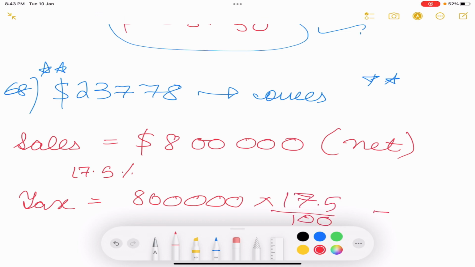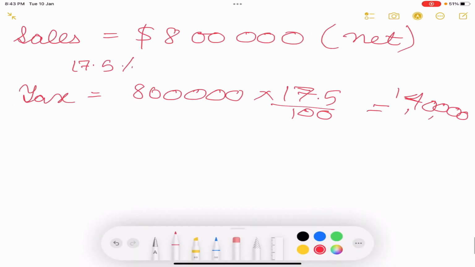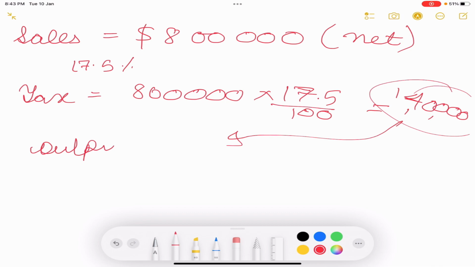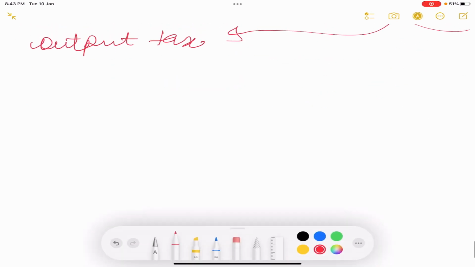How much is this? 1,40,000. So 1,40,000 is my output tax. Why is it my output tax? Because this is something which I have calculated on my sales. Okay, so now we got the output tax.